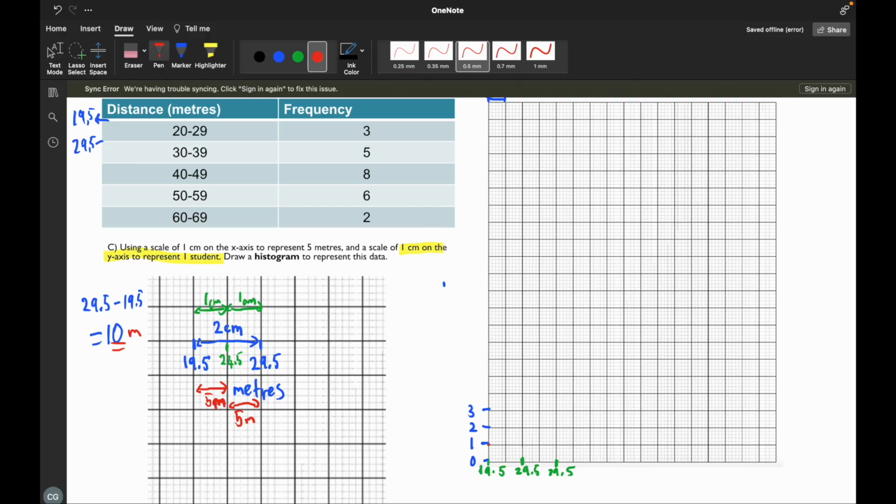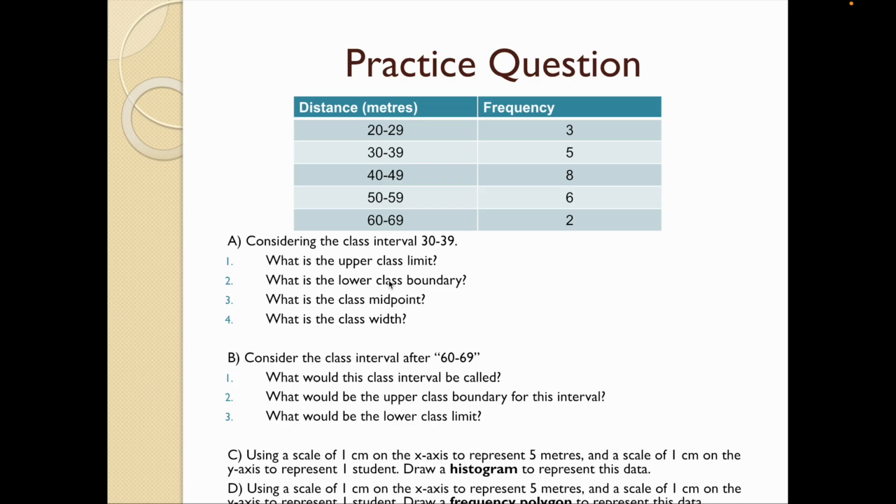But for now, I just want y'all to sketch what we were doing earlier, so a rough idea of what it is, and then we work on that scaling. What did we get for the first ones? The class interval 30 to 39. What was the upper class limit? 39. Nice. What was the lower class boundary? 29.5. What was the class midpoint? 34.5. Nice. What was the width? 10 meters. I like that one. Meters, 10 meters. Use those units.